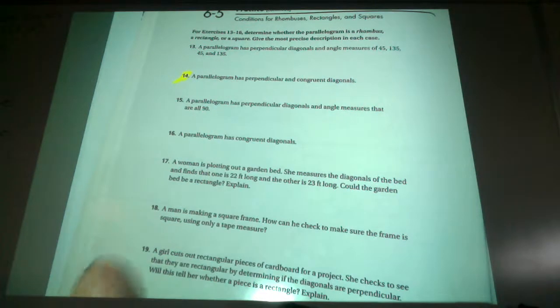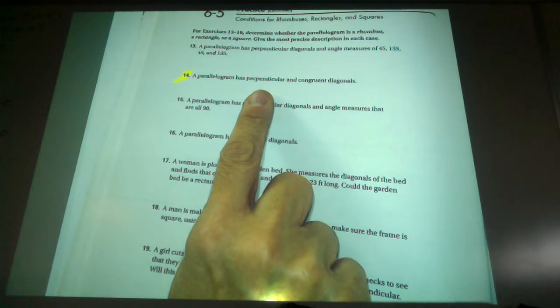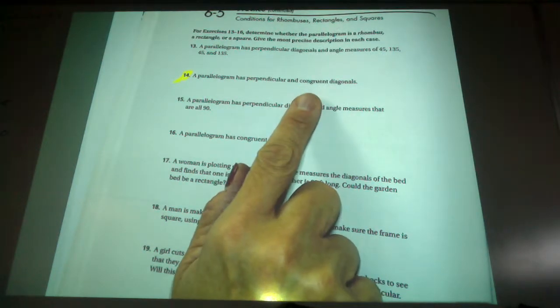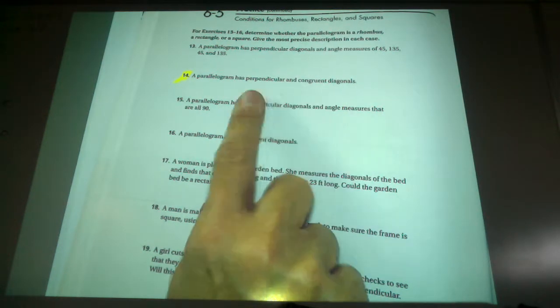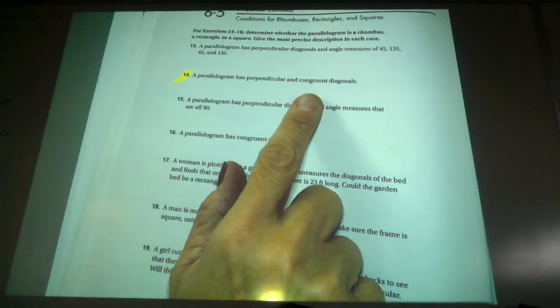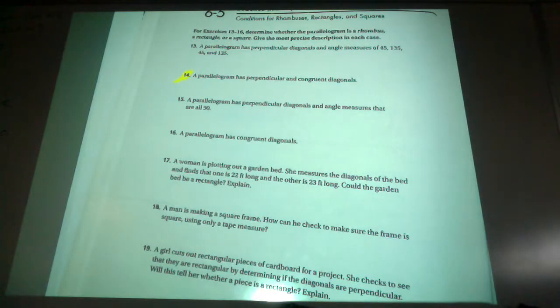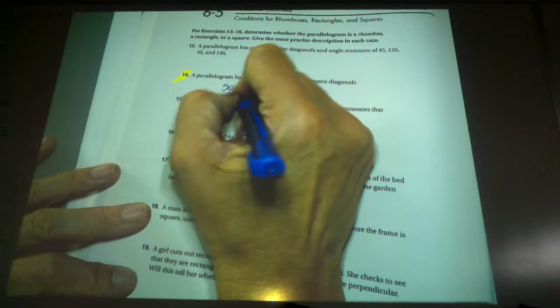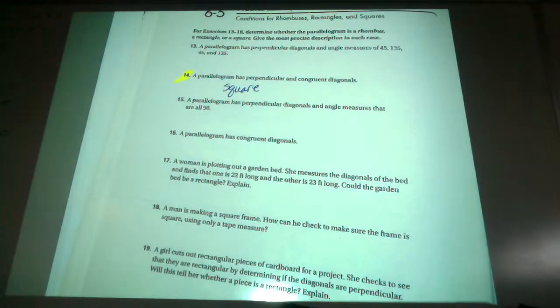So we want the most specific. So perpendicular comes from a rhombus. Where does congruent diagonals come from? The rectangle. So what has both? So this is most specifically a square. If you answered this, a rectangle or a rhombus, you would be incorrect.